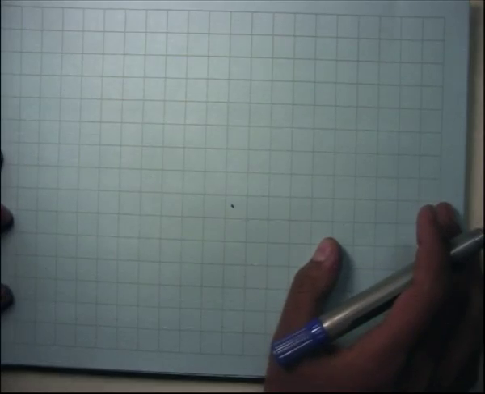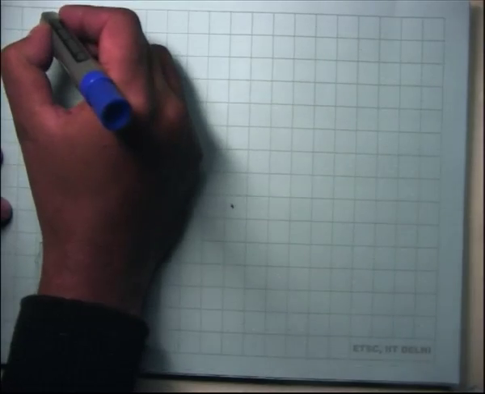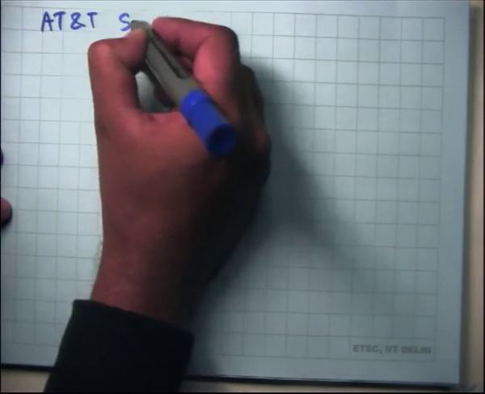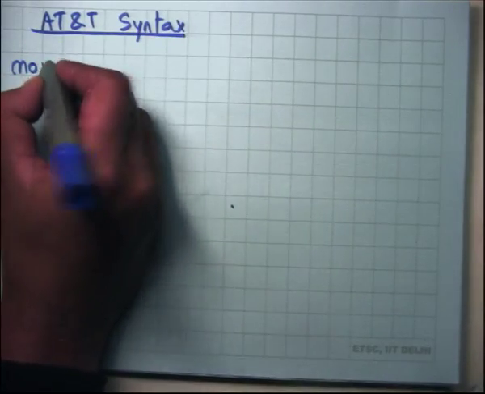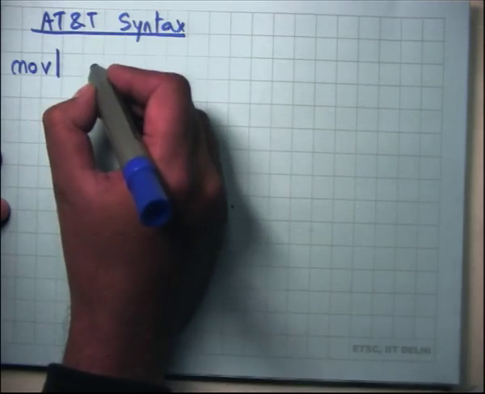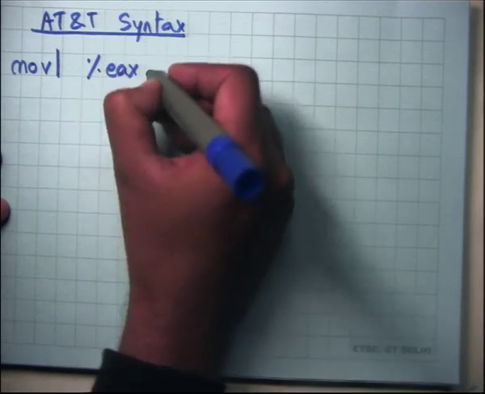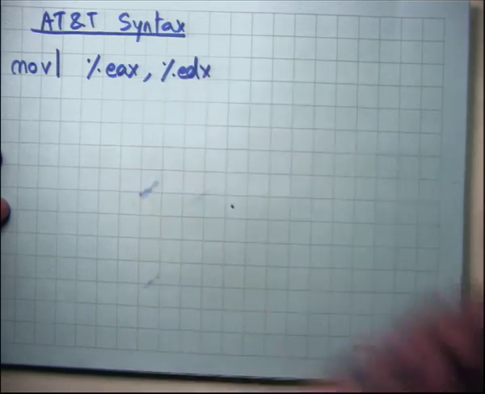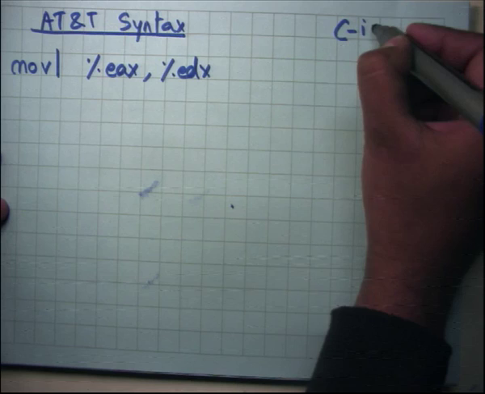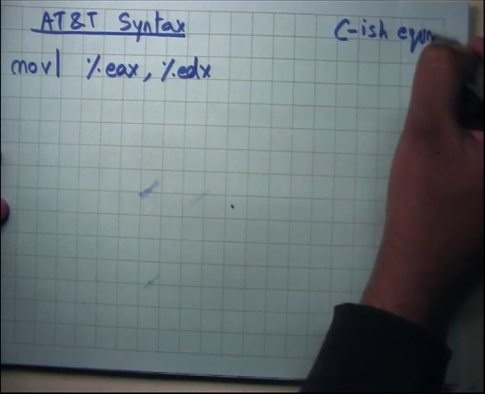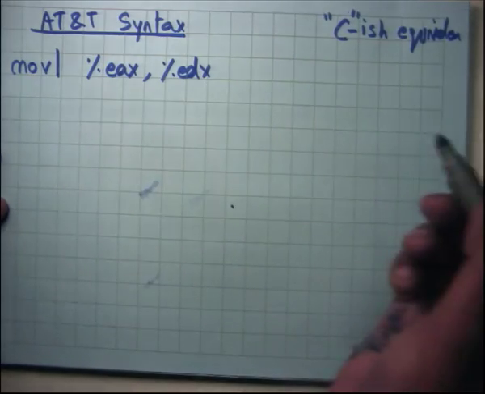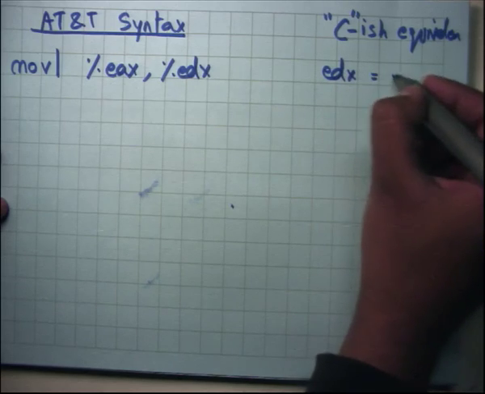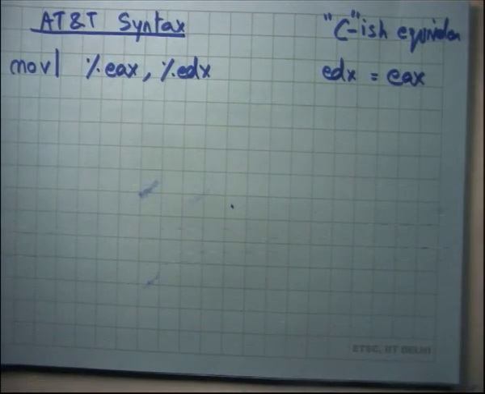Okay, let's look at some real instructions. So here is the AT&T syntax. Let's say MOVL %EAX to %EDX. Let me write the C-ish equivalent, or semantics, of this instruction in a language we understand, C, right? What this basically means is EDX is equal to EAX. Just to understand what this means, if we don't understand the syntax, let me just explain it to you using C.